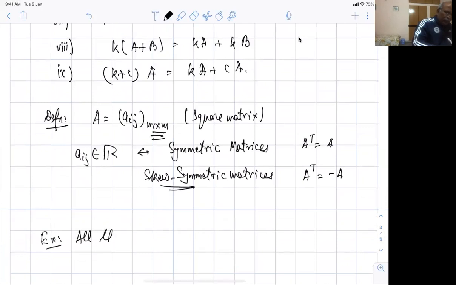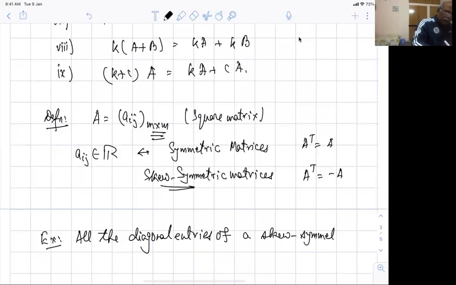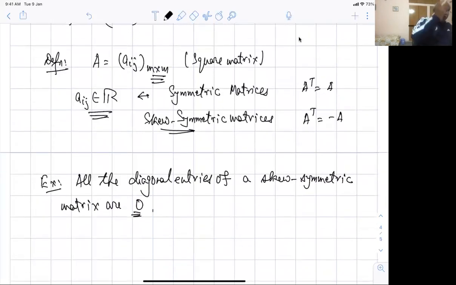I would like you to prove that as an exercise, all the diagonal entries of a skew symmetric matrix are 0. So I'm taking here a square matrix and Aij belongs to R. That's important. I'm not talking that complex. Fine. So symmetric and skew symmetric matrices.